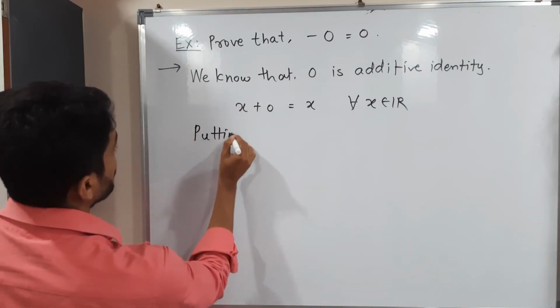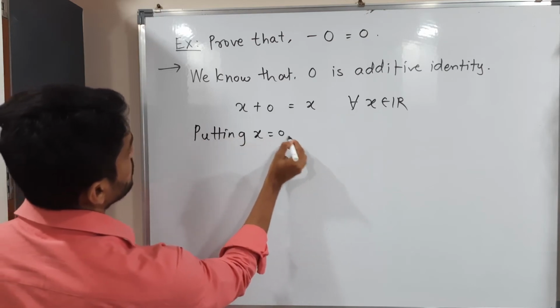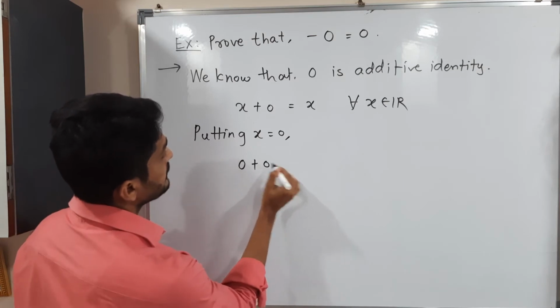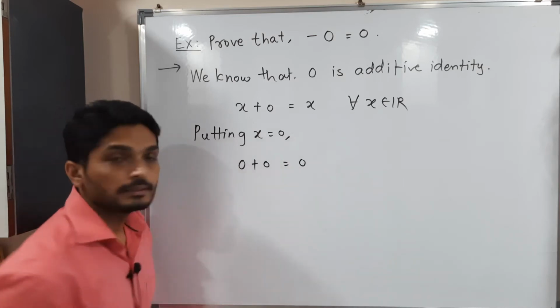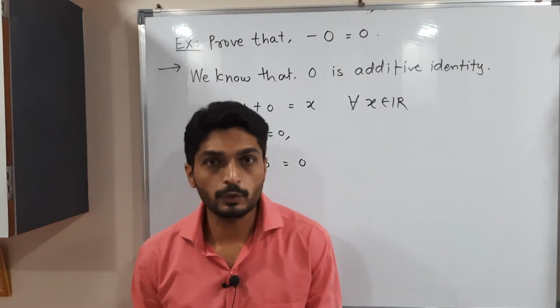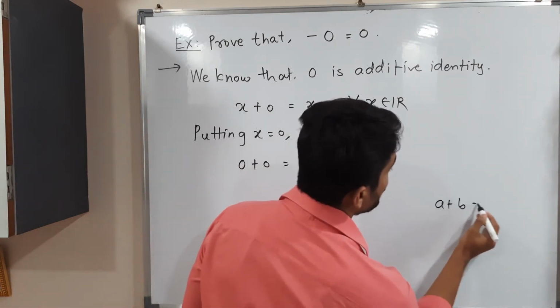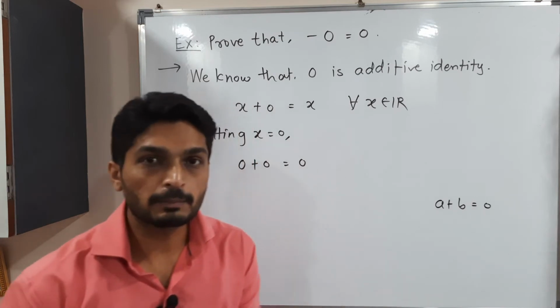Putting x is equal to 0. So what will happen if I put x is equal to 0? 0 plus 0, x is also equal to 0. So 0 plus 0 is equal to 0 we have got. You know, when we write a plus b is equal to 0, we say b is the additive inverse of a and a is the additive inverse of b.